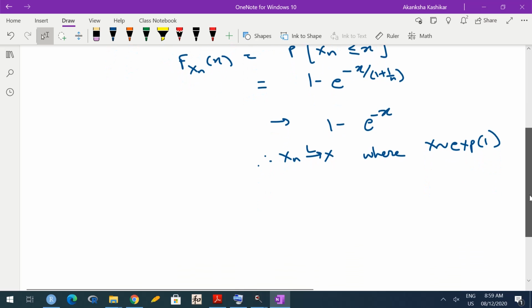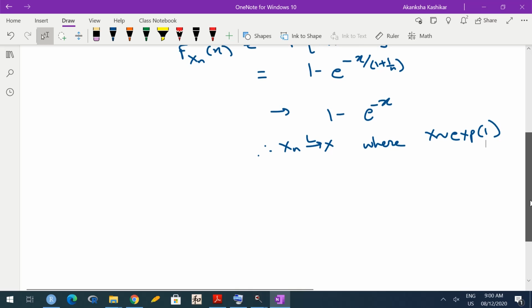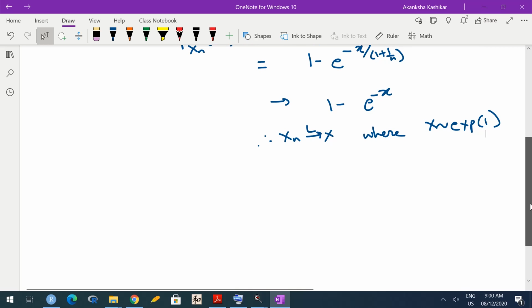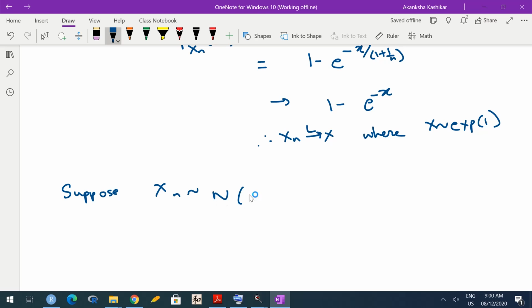Let us take another small example. Suppose Xn comes from a normal distribution. Suppose Xn follows normal 0, 1 by n. Okay, so mean is 0, variance is 1 by n. Now what do you expect? Since variance is 1 by n, the variance is decreasing as n goes to infinity, correct? So we probably expect that this goes to a degenerate random variable, degenerate at 0. So let us try to check.